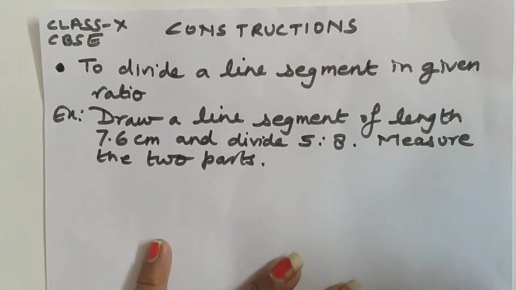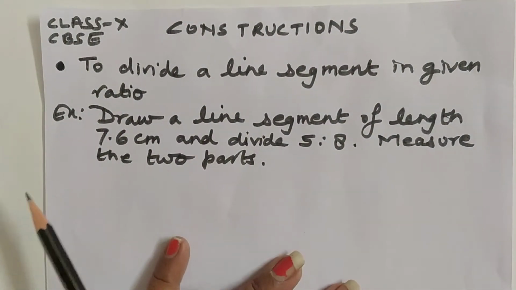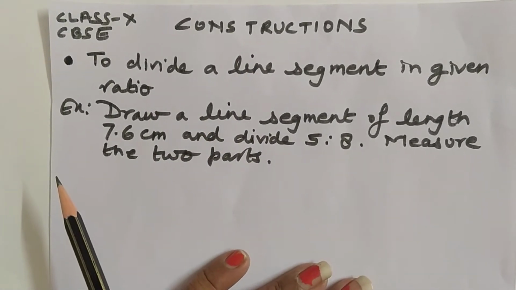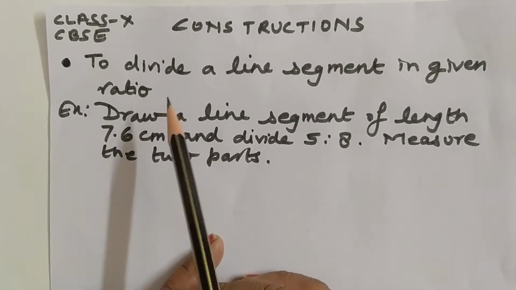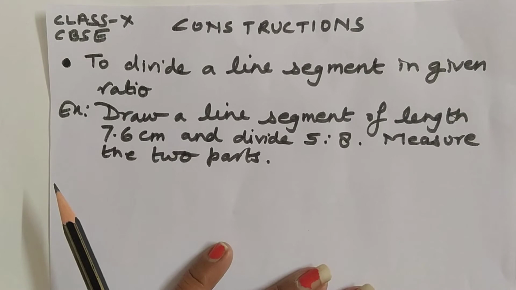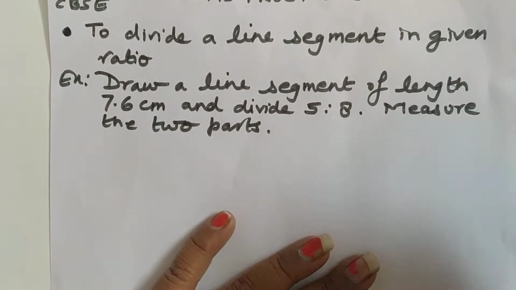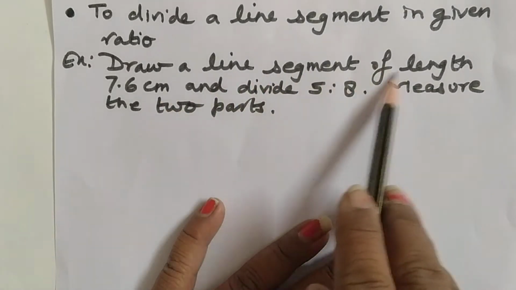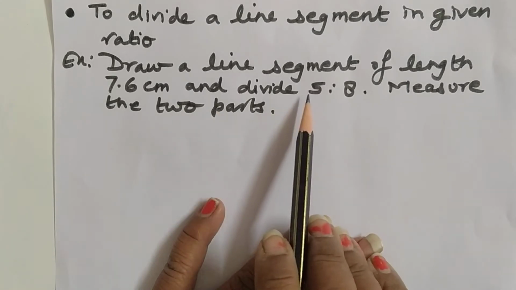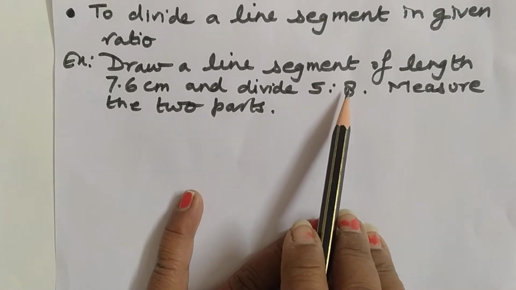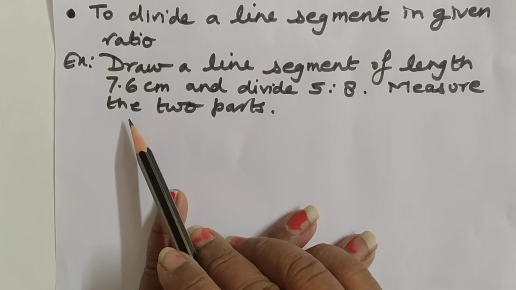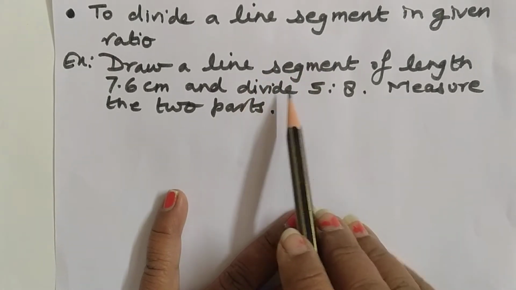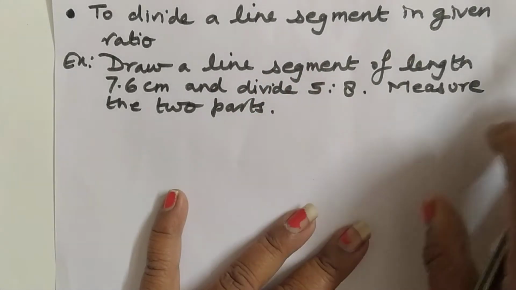I have taken an example here. Any line segment measurement is given to you, and a ratio is given to you, and you have to divide that line segment. I am telling you a few steps on how we can divide it. I have taken this question that is given in the NCERT also: draw a line segment of length 7.6 centimeters and divide it in the ratio 5:8, and measure the two parts.